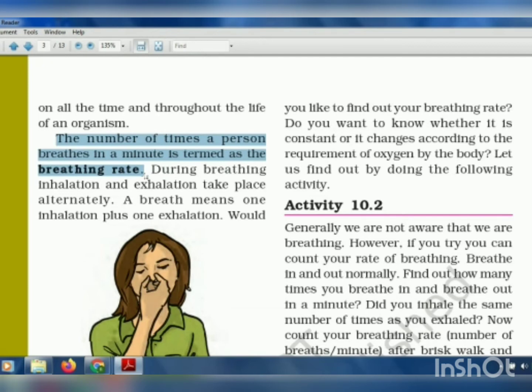So during breathing, what happens? Once we inhale, the next time we exhale. Then we inhale again, and we exhale the next time. These two processes, inhalation and exhalation, happen one after another, not together. That is why it is said that inhalation and exhalation take place alternately.